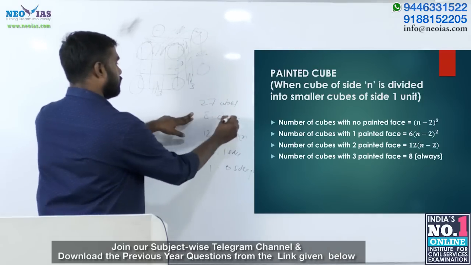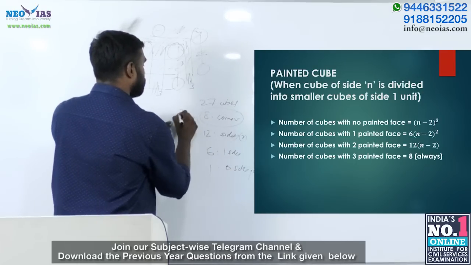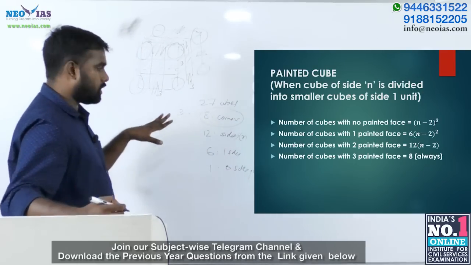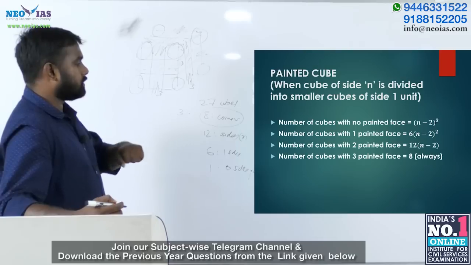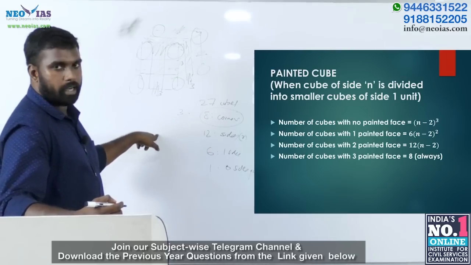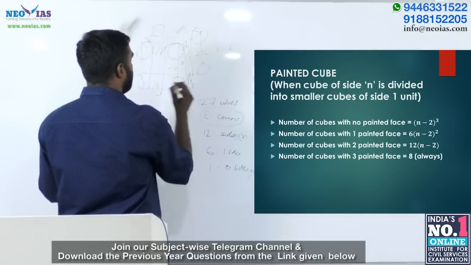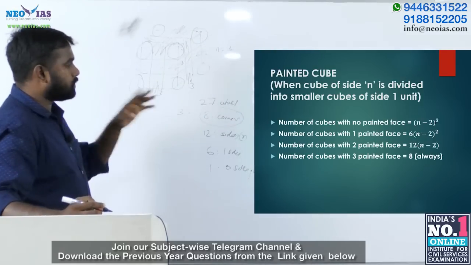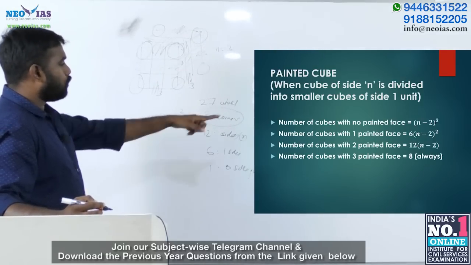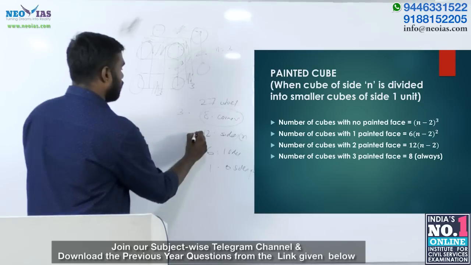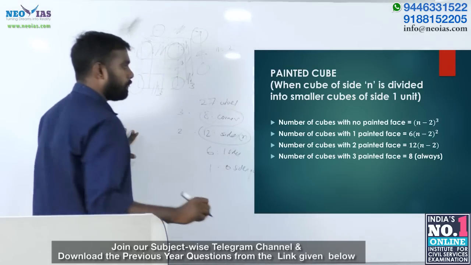8 corners, 3 sides painted. It's already fixed. Okay. Then 2 painted faces is 12 into n minus 2, where n is the dimension, 3. So 3 minus 2 is 1. 1 into 12, 12. 12 is the number of cubes with 2 sides painted, right?